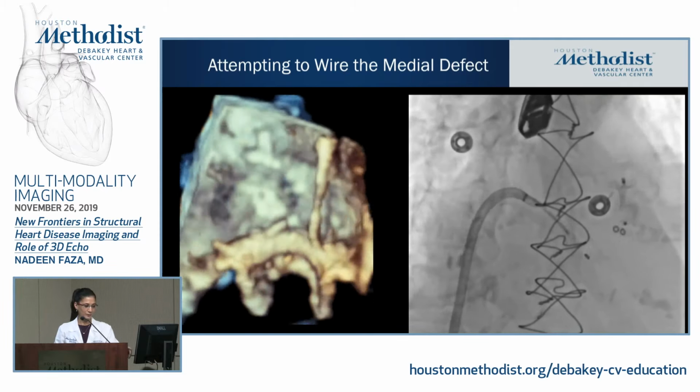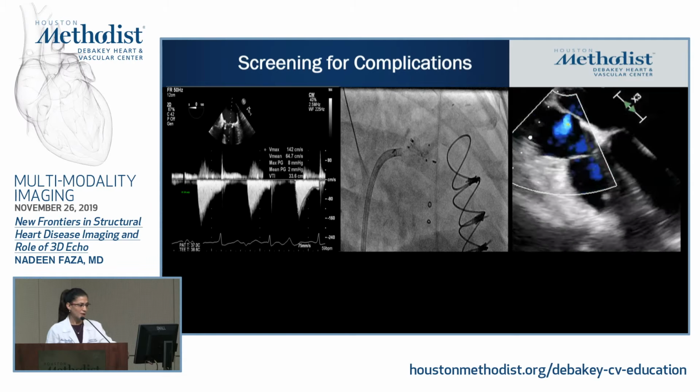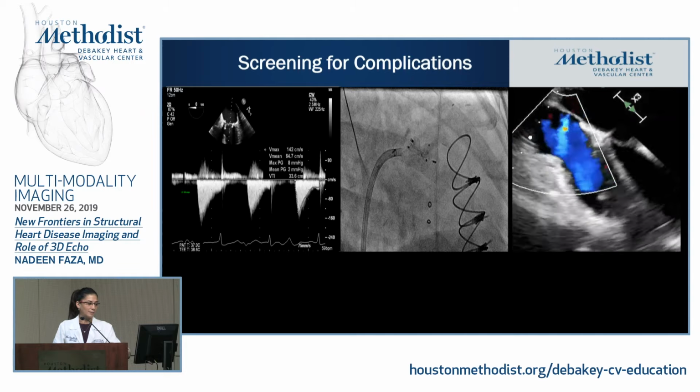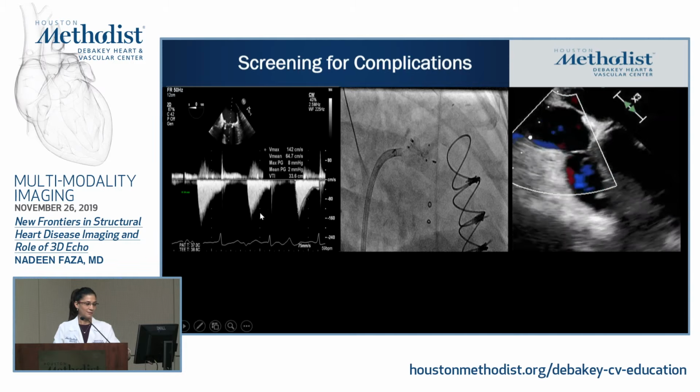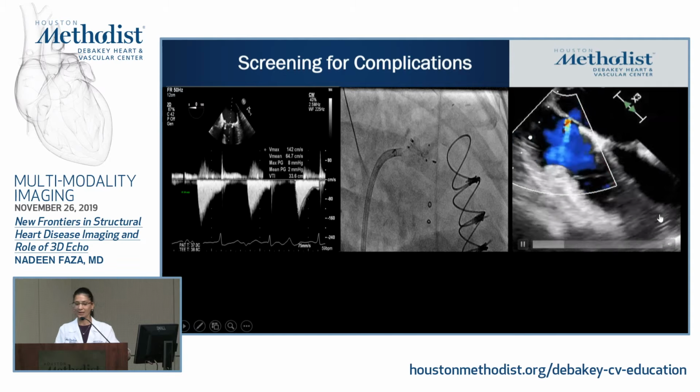But we tried, couldn't fix the medial one, but the patient did well. The regurgitation decreased significantly, and there was no interaction with the prosthetic valve, good gradients, and we left a left to right shunt, which we didn't have to close.